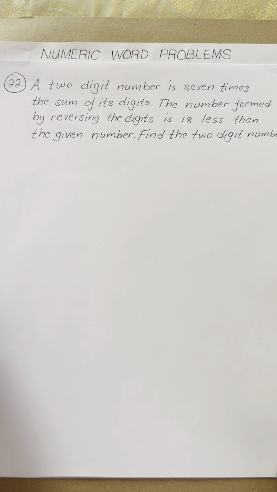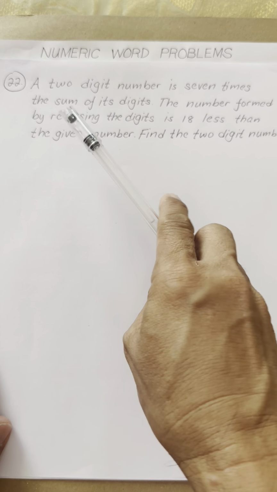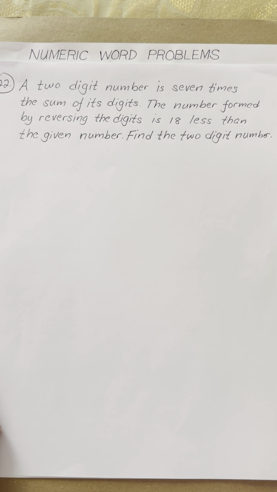Okay, let's proceed to number 22 in our numeric word problems topic, or number-based word problem, or simply called number problems. So this is the problem. A two-digit number is 7 times the sum of its digits. The number formed by reversing the digits is 18 less than the given number. Find the two-digit number. Okay, so let's solve this problem.